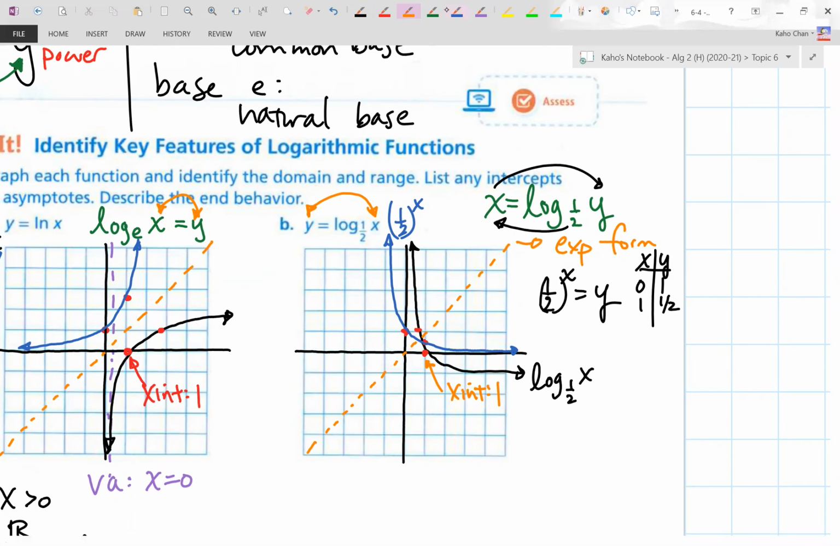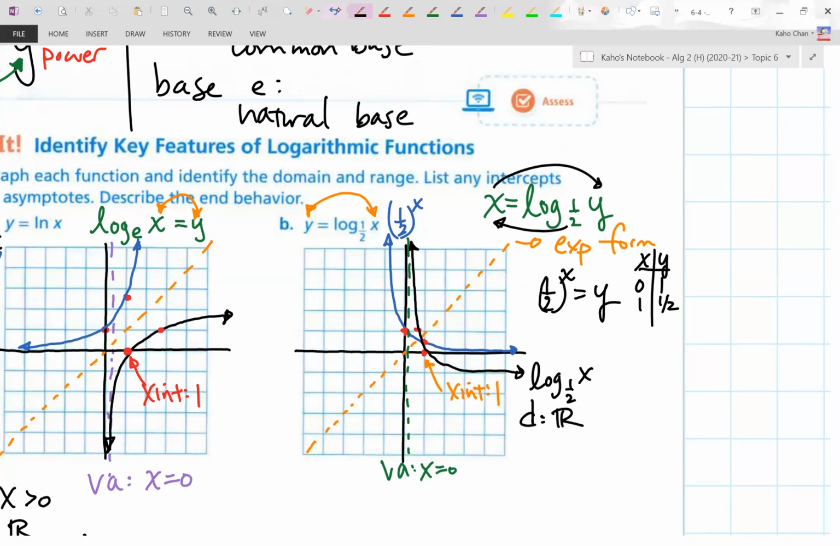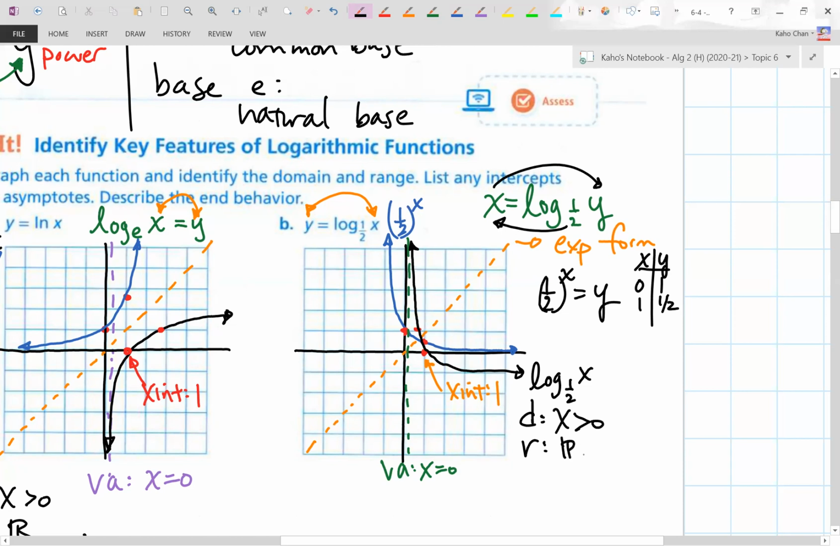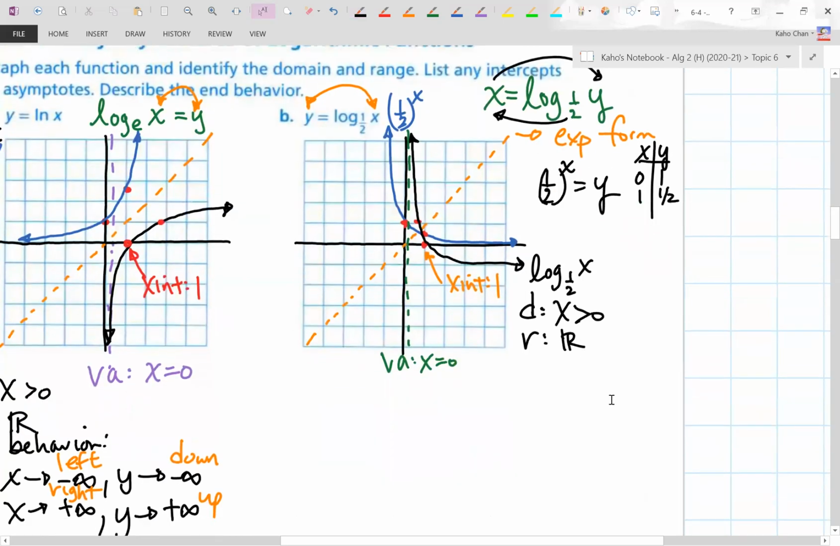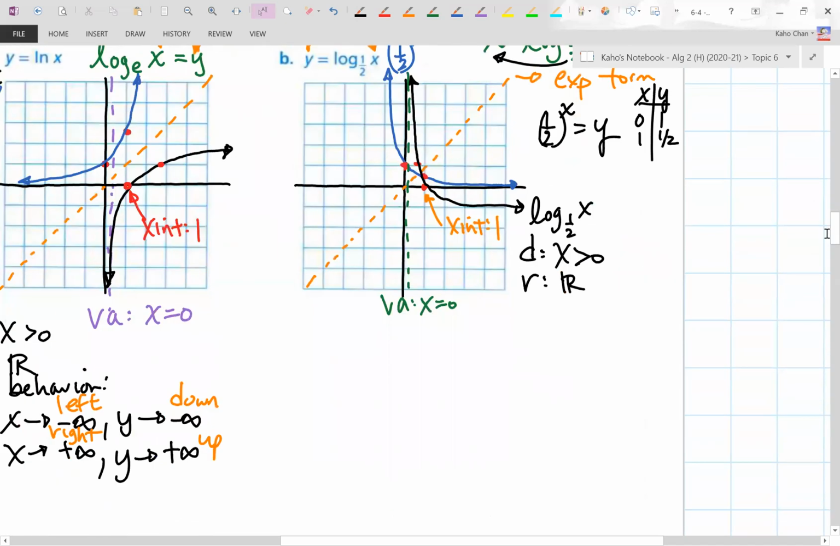Okay, I will say that though. My vertical asymptote is still x equals 0. Fine. Domain and range are kind of the same. Domain, oh, my bad. I confused range with that. Domain is to the right of the vertical asymptote, so x is greater than 0. My range is all real numbers. The end behavior is a little different this time. Okay, you got to be a little careful here.